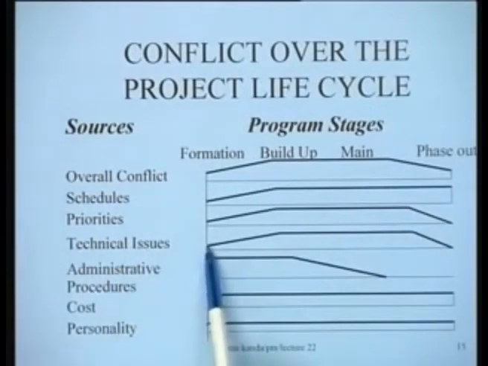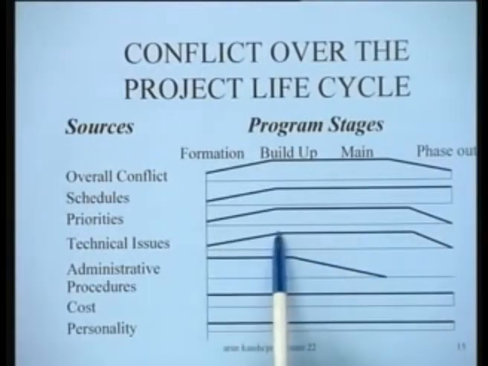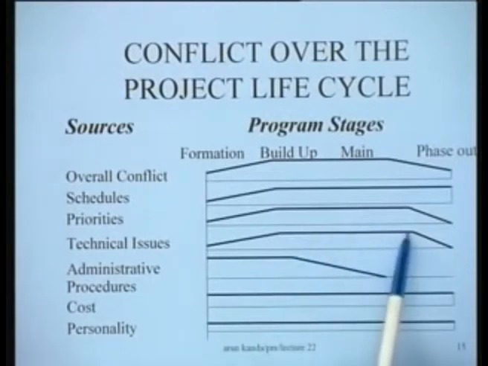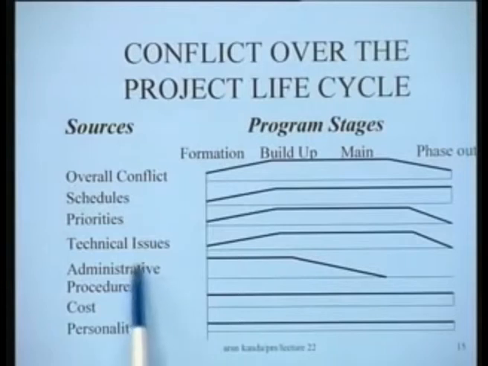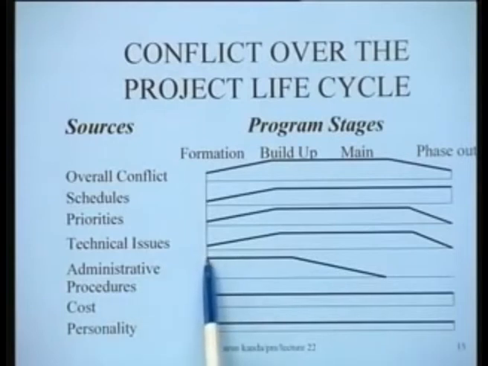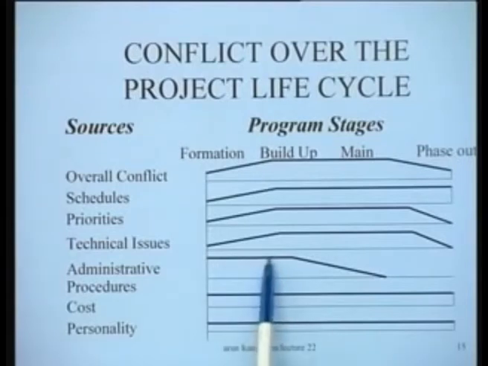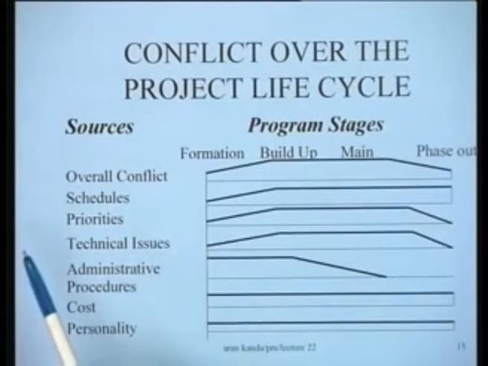The similar behavior is true about technical issues, because in the beginning technical issues are not really that prominent. It is only when you build up and start the project that these issues become very dominant, and then during the last phase it drops out gradually. Conflict over administrative procedures is generally high in the beginning, because people do not know the system, they have some fights, they are understanding the system, and generally by build up it remains more or less constant, and then it tends to drop. People know each other very well, and then during this phase there is no conflict over administrative procedures.